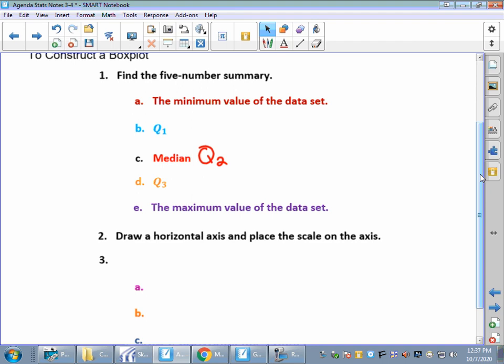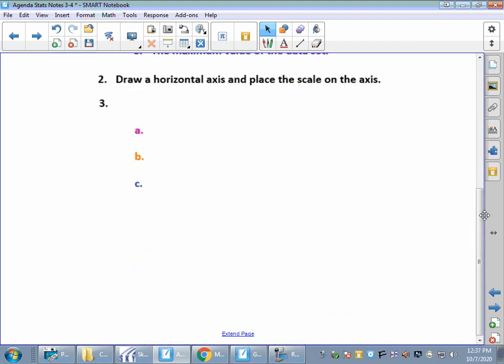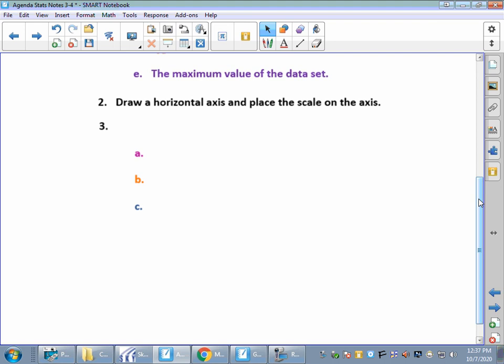After you have your 5-number summary, draw yourself a horizontal axis, and put a scale on the axis because you need to know where that data falls. Remember, this is raw data. And then locate and mark each of the values of your 5-number summary. So you're actually going to put a mark for your min, your max, your Q1, Q2, and Q3.